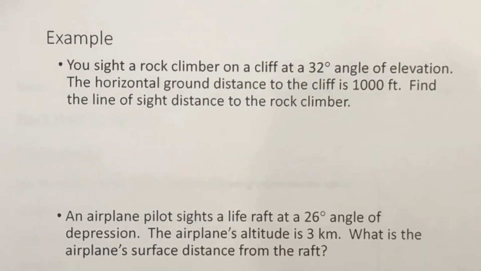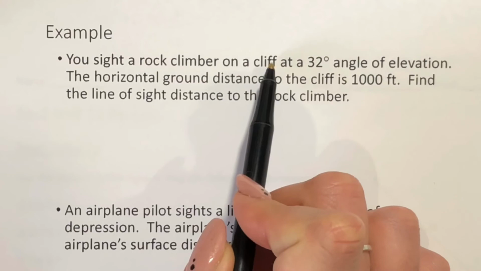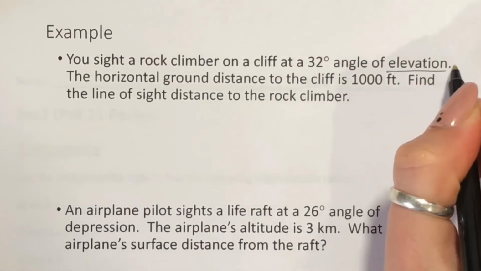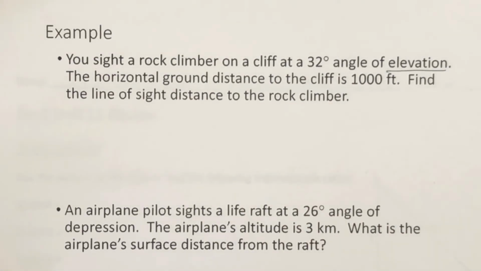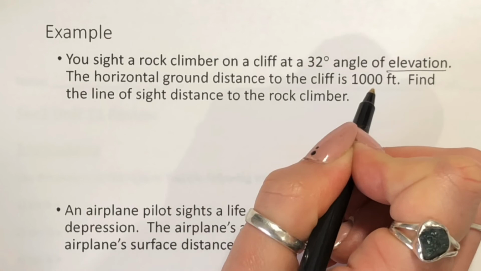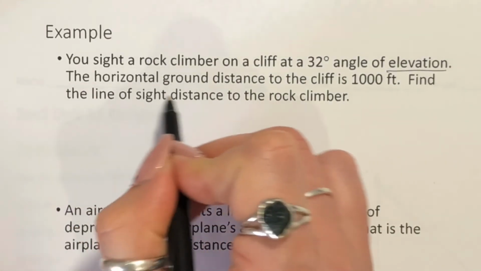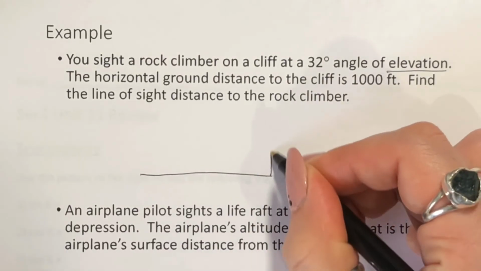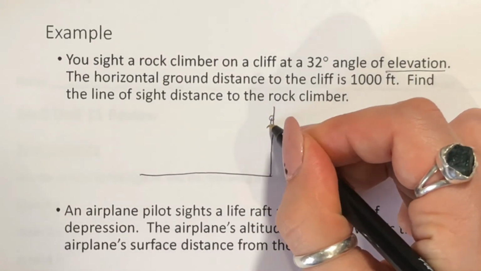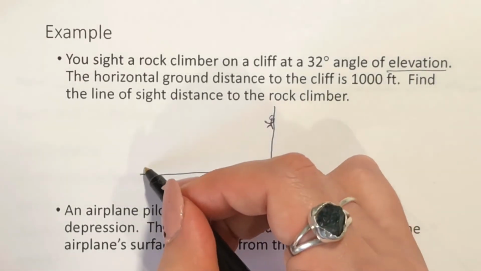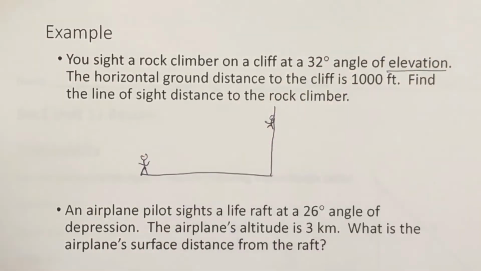Okay, so you sight a rock climber on a cliff at a 32-degree angle of elevation. That's a key right there because that's going to help us know how to set our picture up. The horizontal ground distance to the cliff is 1,000 feet. Find the line of sight to the rock climber. So here's the ground. There's a little rock climber up on here, right? So he's on the side of the cliff. You are down here on the bottom.